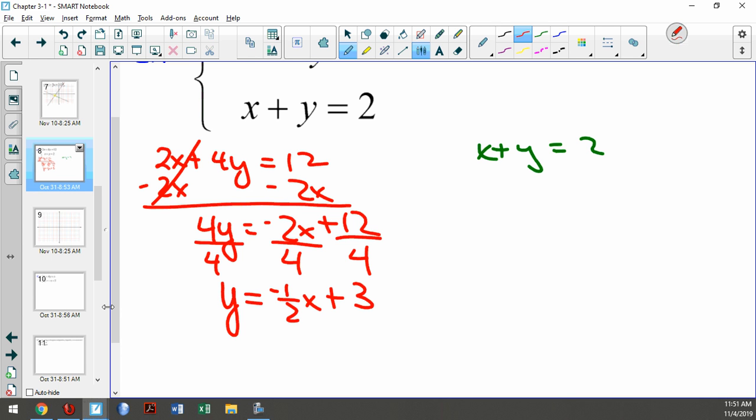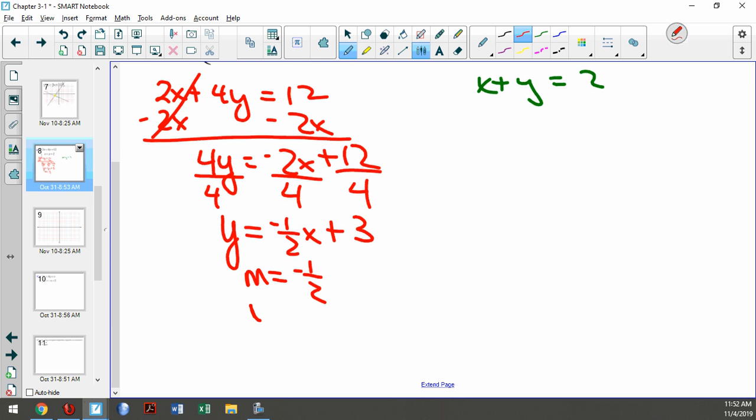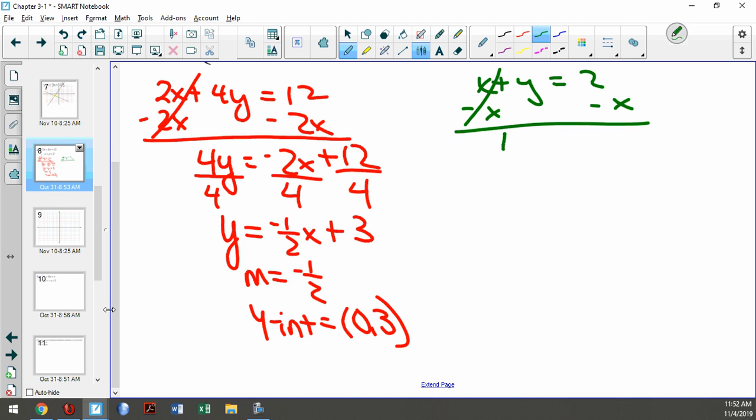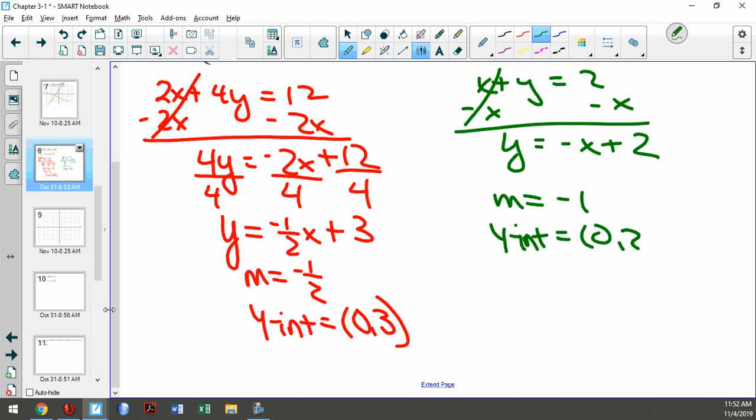What is my slope? What is my y-intercept? (0, 3). Go to the second equation. What do I do? Subtract the x. So y is equal to -x plus 2. And what is my slope? Negative 1. What is my y-intercept? (0, 2). Are my slopes the same or different?